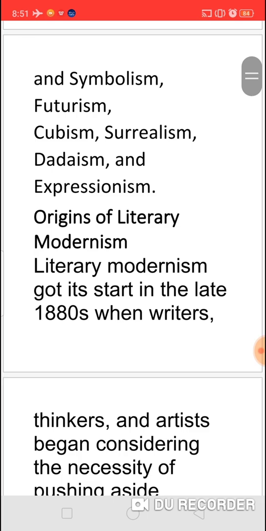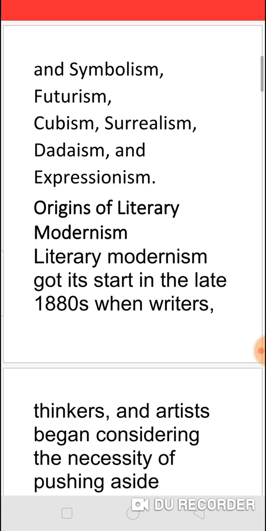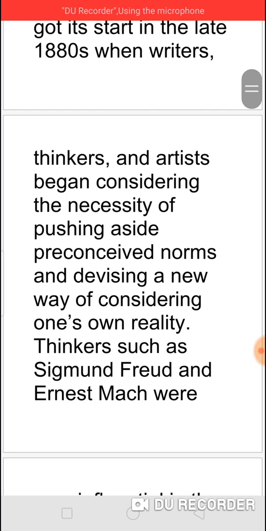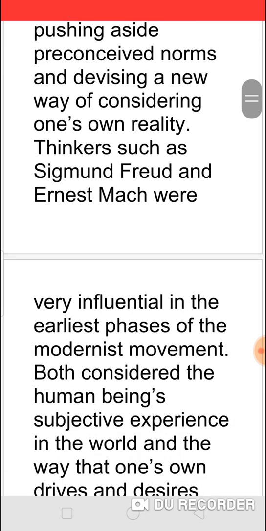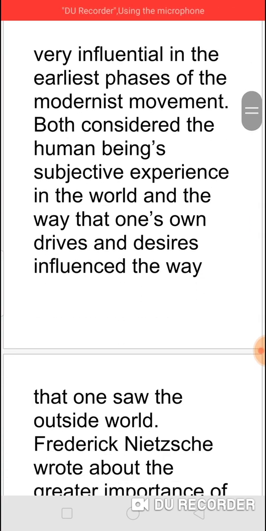Literary modernism started somewhere around the late 1880s, when writers, thinkers and artists started thinking about how the preconceived norms were still followed, and they started pushing them away and devising a new way of considering one's own reality. The main people among them were Sigmund Freud and Ernest Mach, who influenced this modernist movement. Both of them thought that human beings' subjective experience in this world should drive, and their desires would influence the way they saw the outside world.